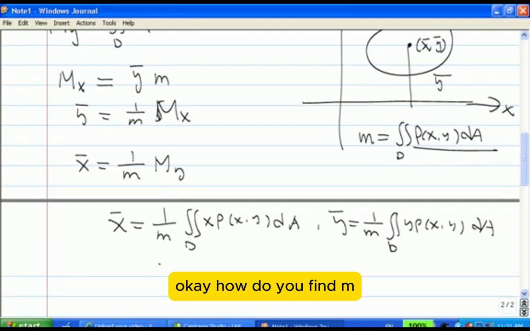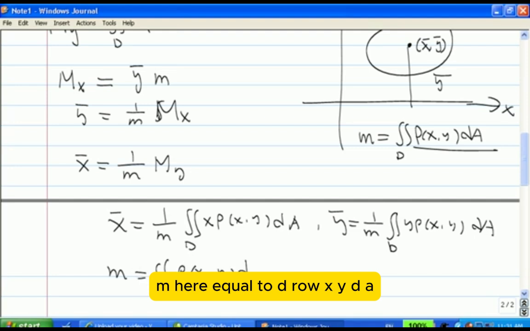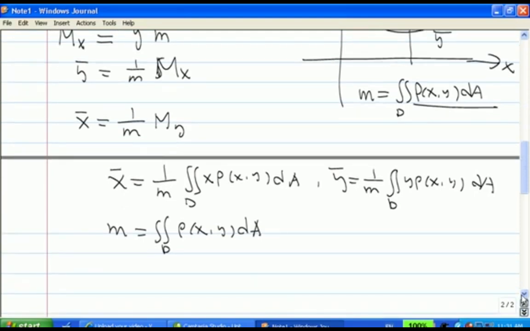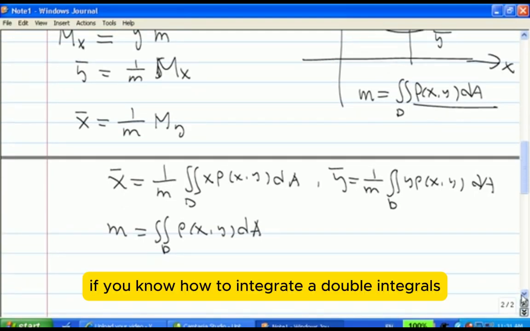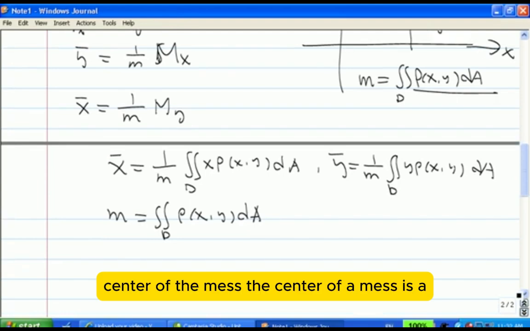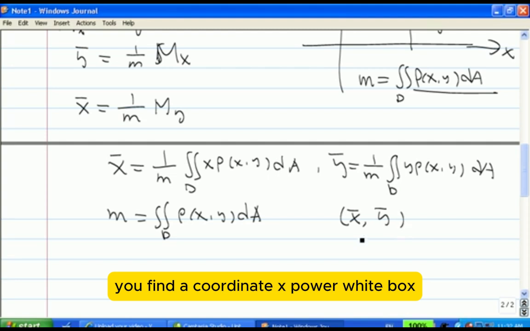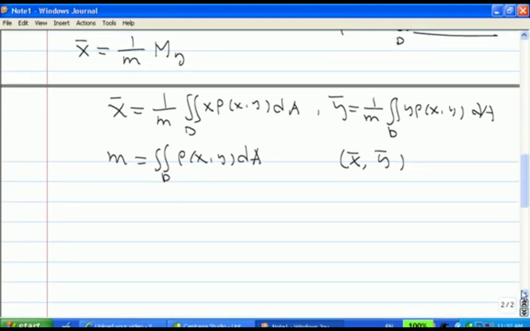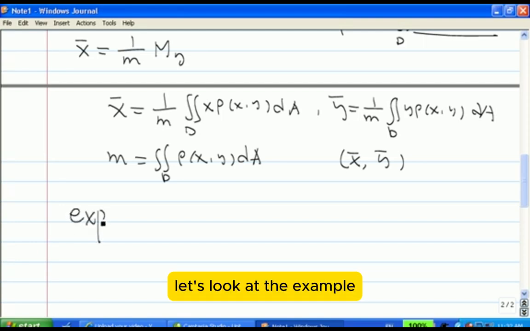Okay, how do you find m? M here is equal to the double integral over D of rho of x y dA. So if you know how to integrate double integrals, then you can find the mass, you can find the center of the mass. The center of the mass is the coordinate x bar, y bar. Let's look at an example.